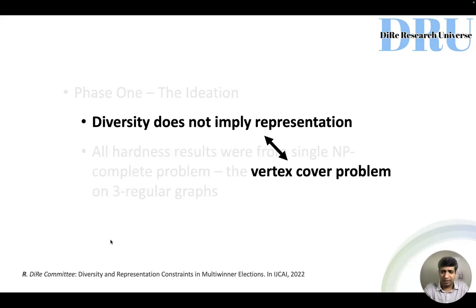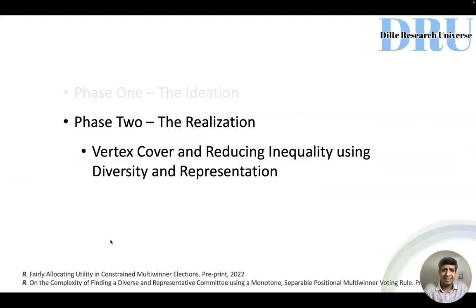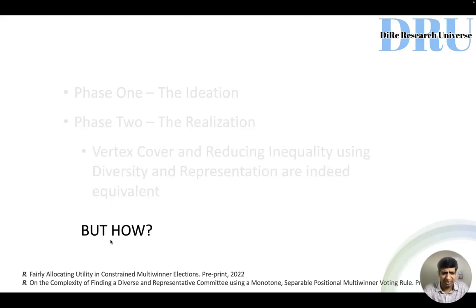These were not two separate discussions, and we eventually realized, after spending a lot of time with the beautiful vertex cover problem, that vertex cover problem and reducing inequality using diversity and representation are indeed equivalent. But how is that so?